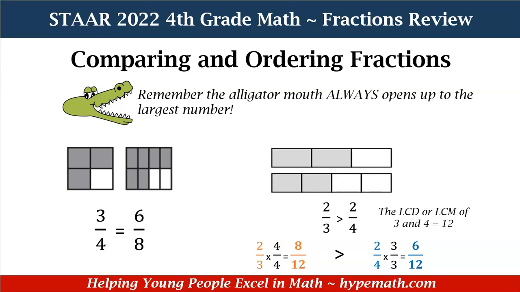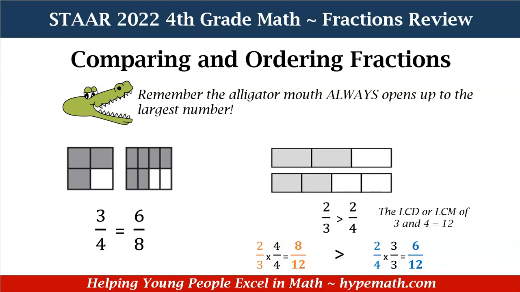And yes, the numerators and denominators are different, but let's look at how the squares are shaded. They have the same amount shaded, and that is how we know 3/4 is equal to 6/8. And remember, with equivalent fractions, even though the numerator and denominator are different, that does not mean that the fractions aren't equal to each other.